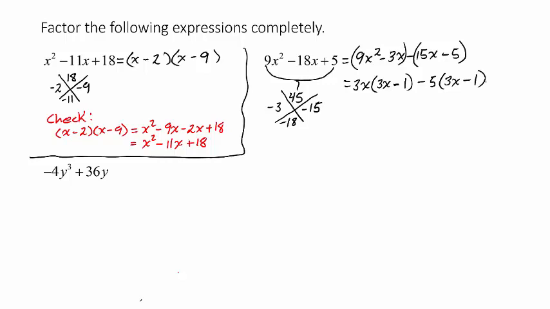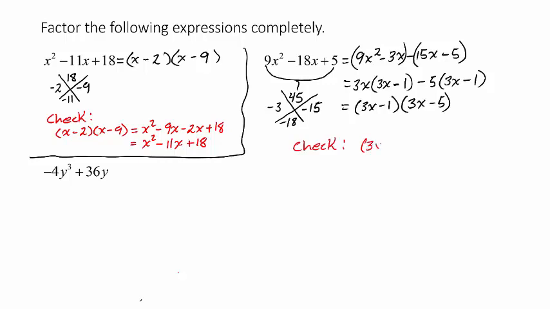Now, 3x minus 1 is common to both of the terms, right? So I can pull out 3x minus 1. And the leftover will be 3x minus 5. Fully factored, we have the quantity 3x minus 1 times the quantity 3x minus 5.